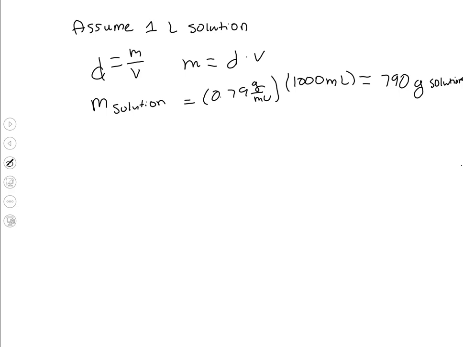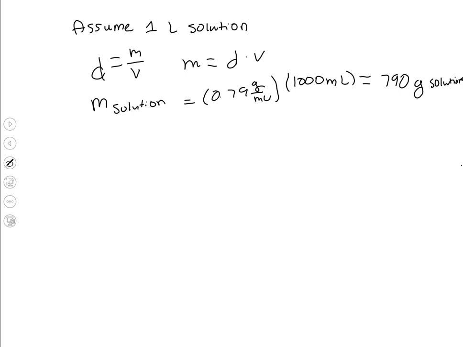Now, of those 790 grams of solution, what percentage is the isopropyl alcohol? 70%. So if you want to know what a percentage of something is, how do you do that math? If I'm a salesperson and I've sold $100 worth of shoes and I get 20% commission, that sounds great. How do I figure out what my commission is? Times it by 20 or 0.20.